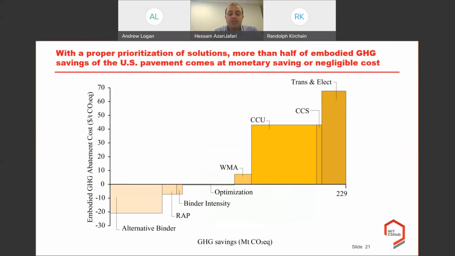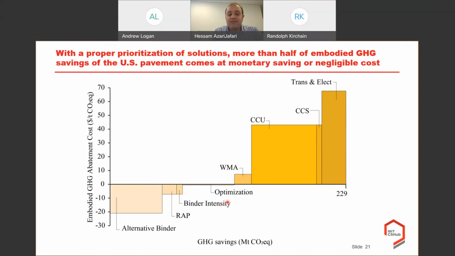And for that, we definitely need to have an analysis of the embodied GHG abatement cost, as you can see on this graph. On the y-axis, I have the embodied GHG abatement cost in terms of dollars per ton CO2 savings. And on the x-axis, you have cumulative GHG savings of the solutions that we proposed here, both for concrete and asphalt. First of all, you can see that the total cumulative saving is around 230 million tons CO2 during this analysis period.